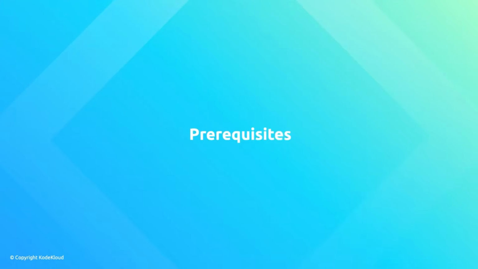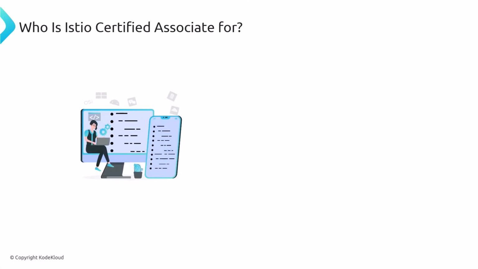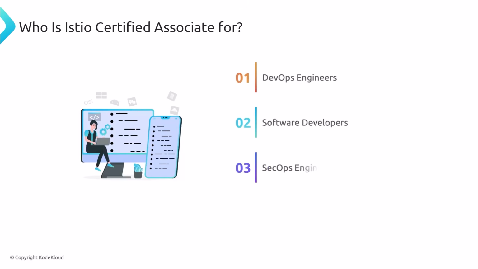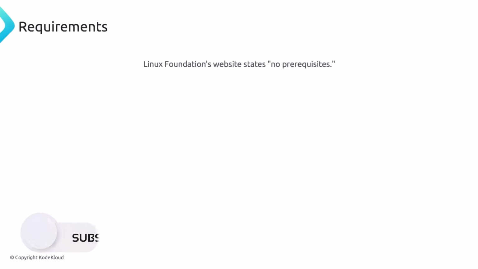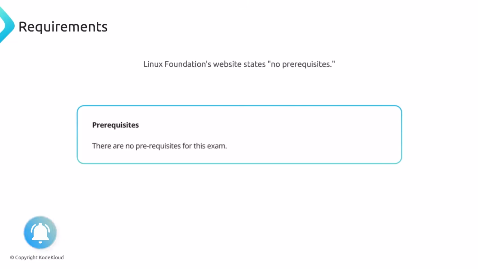In this video, we'll go over the requirements in order to pass the Istio Certified Associate. So all different types of engineers can benefit from using Istio, whether you're a DevOps engineer, a software developer, a SecOps engineer, or an SRE, it doesn't matter. Istio benefits all engineers in a positive way. Even though Linux Foundation's own website states no prerequisites, this is not true. Maybe what they mean is you don't need any prior requirements to take the exam, but you definitely need a few things before considering taking this course, and of course, the ICA certification itself.